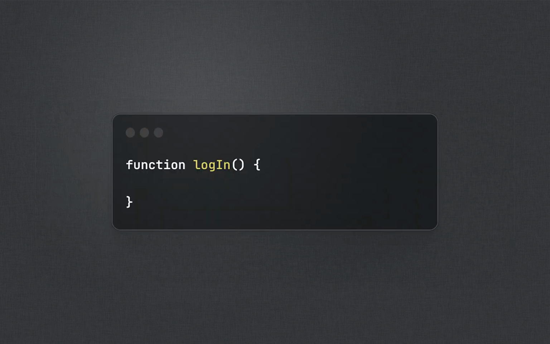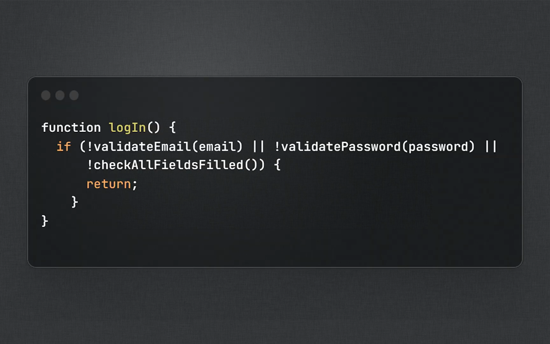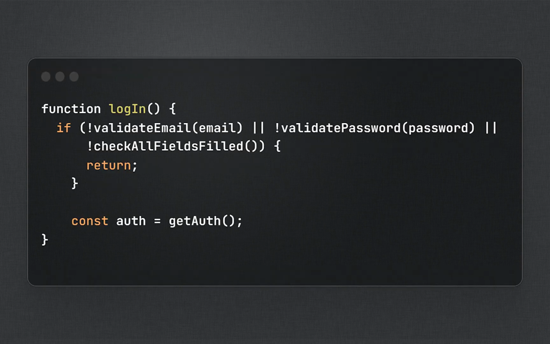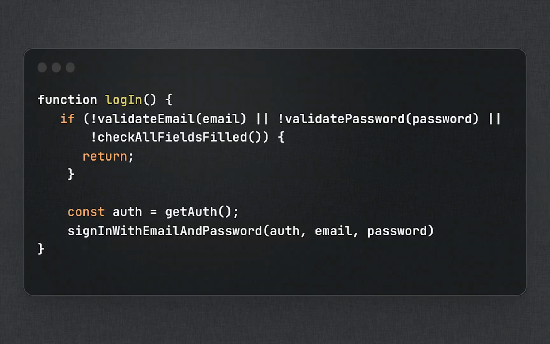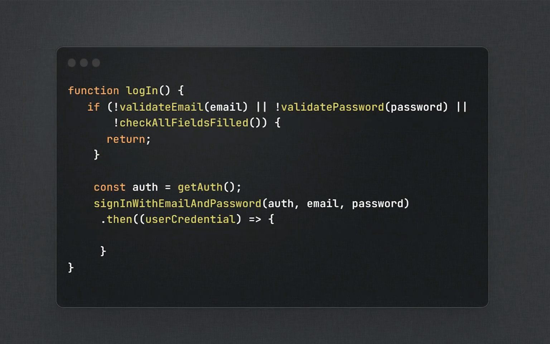First, create a function and give it the name login. Then we do the same if statement from the register function to validate the email and password, and we use getAuth to retrieve the authentication instance auth. Then we need to import signInWithEmailAndPassword to our file and use this function with the auth instance, email, and password as arguments. And what this does is it attempts to sign in the user with the provided email and password. Then we use the same promise callback that we used in the register function.